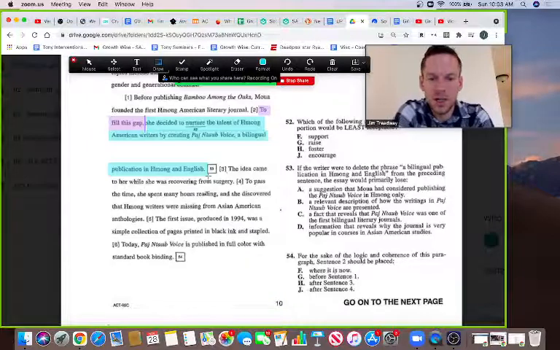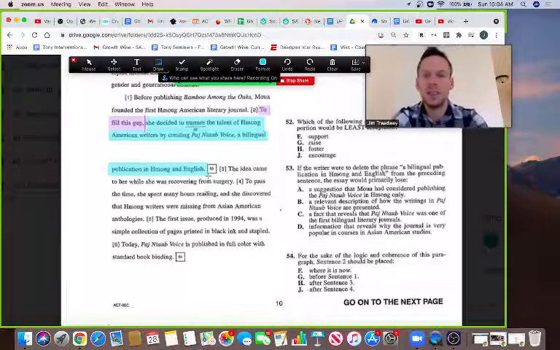Now we're going to go to the four places mentioned in the answers to see where the sentence should go. It's actually a little different: covering the answers is not so important here, one of the rare questions where that's the case on this test. Let's go to F, where it is now. Let's see the sentence right before it: Before publishing Bamboo Among the Oaks, Mua founded the first Hmong American literary journal. And then sentence 2 starts, to fill this gap. That does not connect at all to the previous sentence. I guarantee this is not the right answer, so I'm going to cross it out.